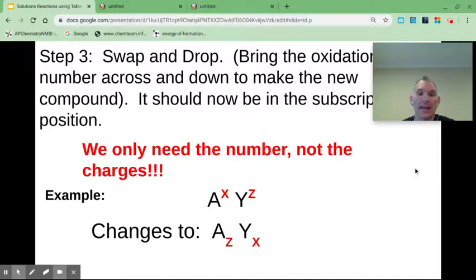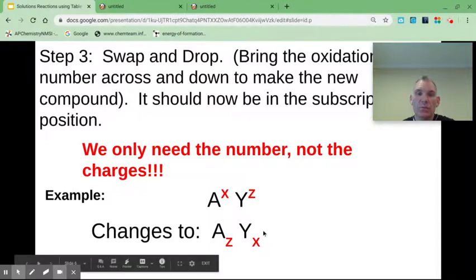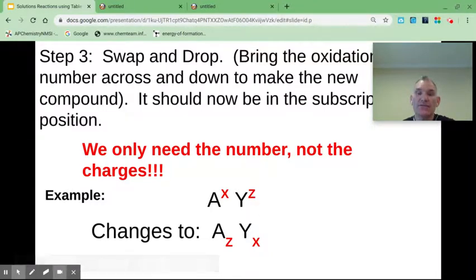Now notice what happened. The X on top of the A went to the bottom of the Y. Swap and drop. The Z on the Y went to the bottom of the A. Swap and drop. This will enable us to get the correct formula. And with the correct formula, we can predict if a precipitation is going to occur. Okay? Now, again, you may have to replay this over a few times before it makes more sense before we go on to the examples. So if you feel you need to pause and re-look at steps 1, 2, and 3, please do so.